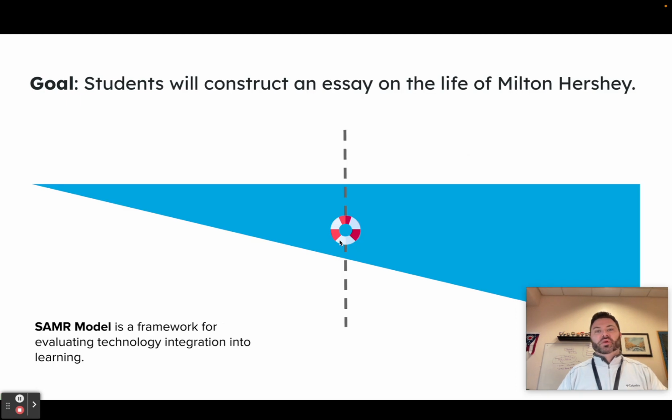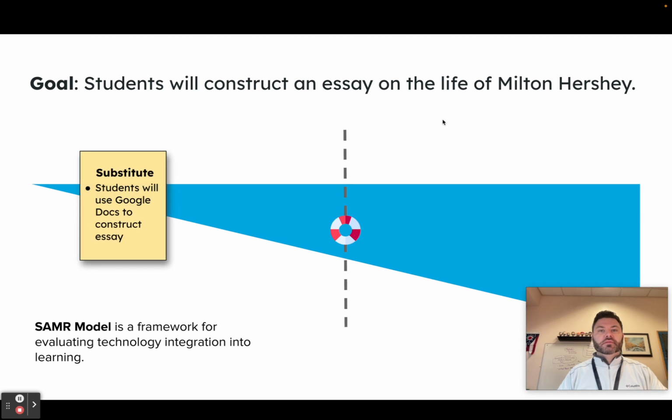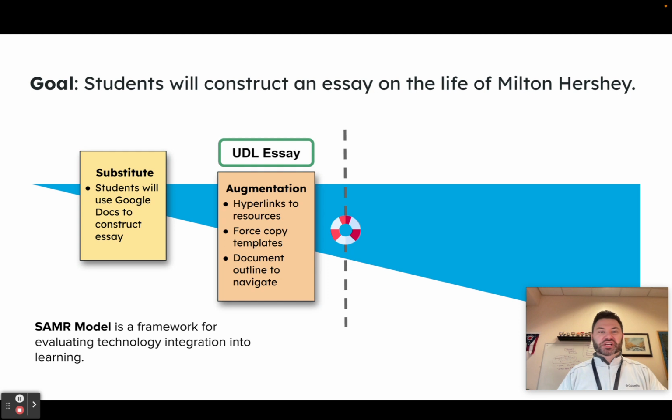So let's talk about what this might look like if you were to do a regular assignment like constructing an essay. Our students have constructed essays on the life of Milton Hershey because that's a very important part of my organization. An example of substitution would be students using a Google Doc to construct the essay, right? But if we wanted to augment it a little bit and change things a little bit, what we might do is offer hyperlinks to resources, or force copy templates for a document to navigate.